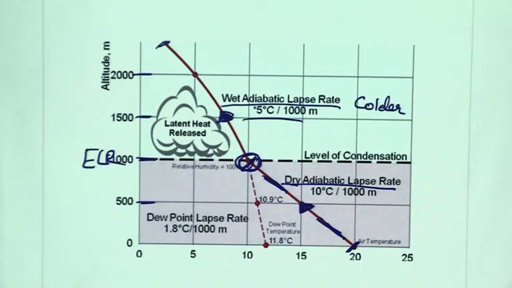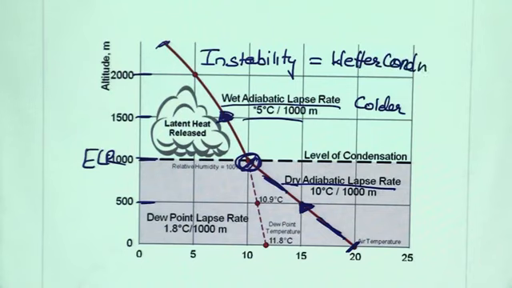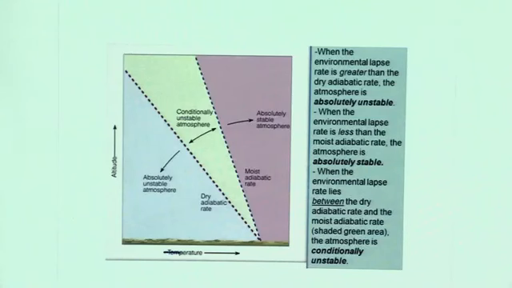Atmospheric disturbances are absolutely correlated with the fact that instability equals wetter conditions. And what does that technically stand for? It simply stands for this: temperature is plotted on horizontal axis and altitude on vertical axis. So I have got temperature here and I have got height here.